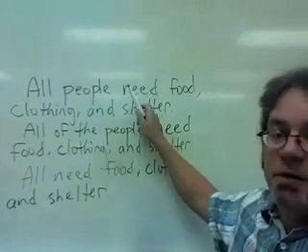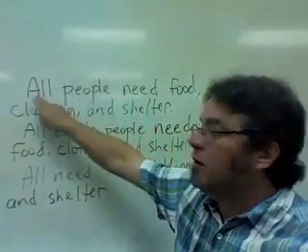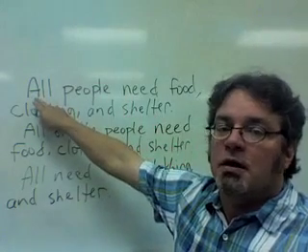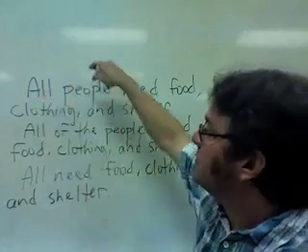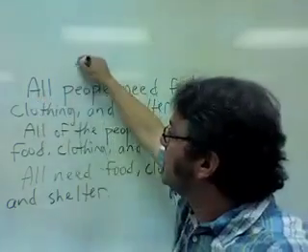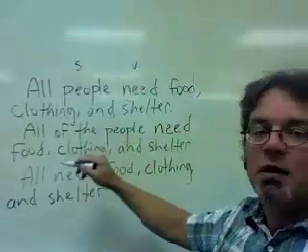All people need food, clothing, and shelter. This is a general statement using the pronoun all. This is actually functioning like an adjective describing the word people. This would be the subject and this is the verb.